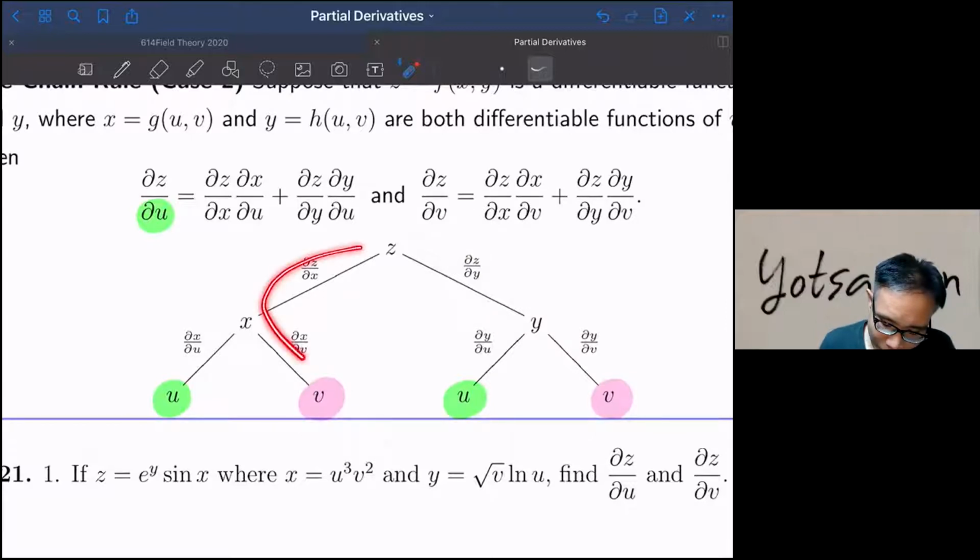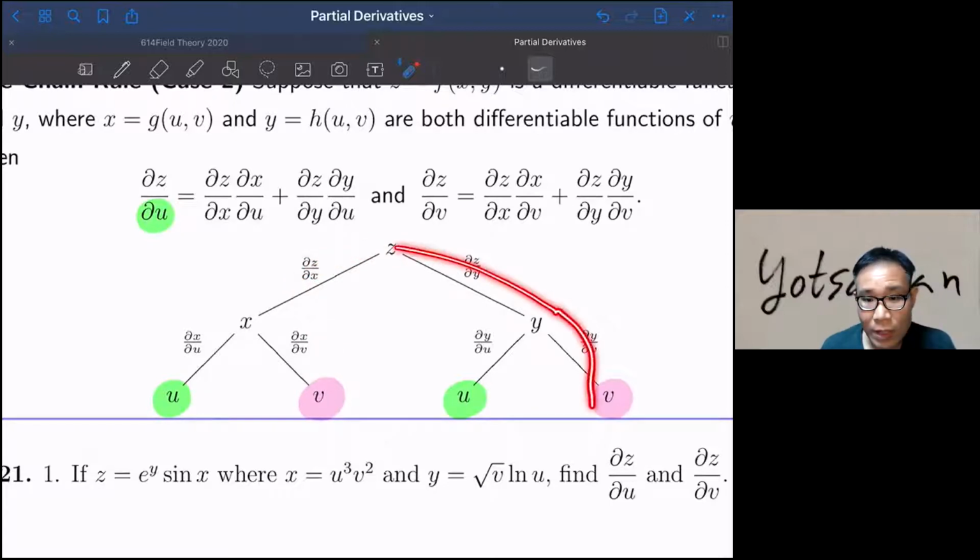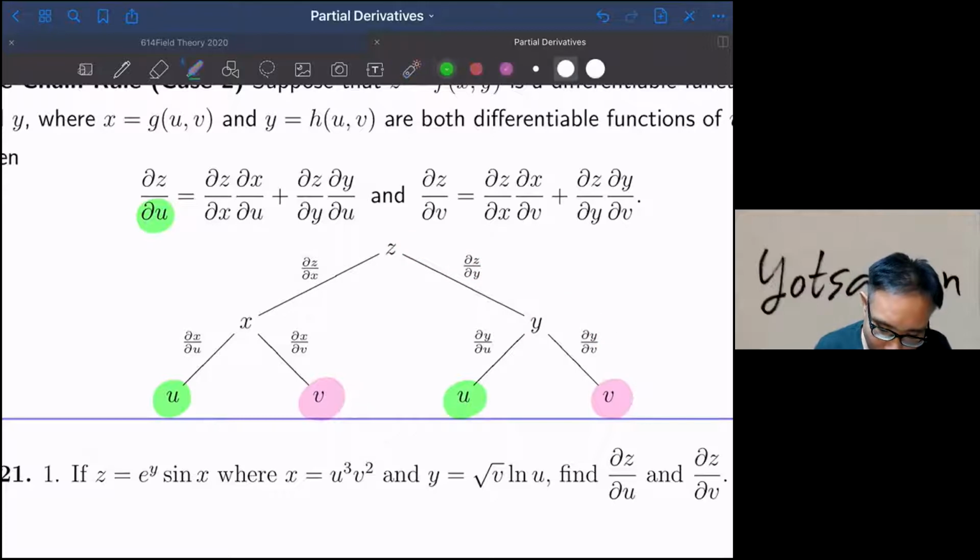The second one will be dz/dx dx/dv plus dz/dy dy/dv. So this one will be the pink color. And you see that for the pink color to be correct, you're going to end up with dv at the end all the time.